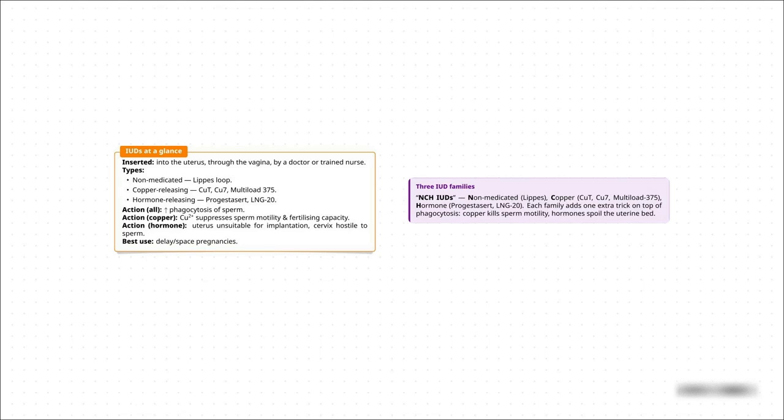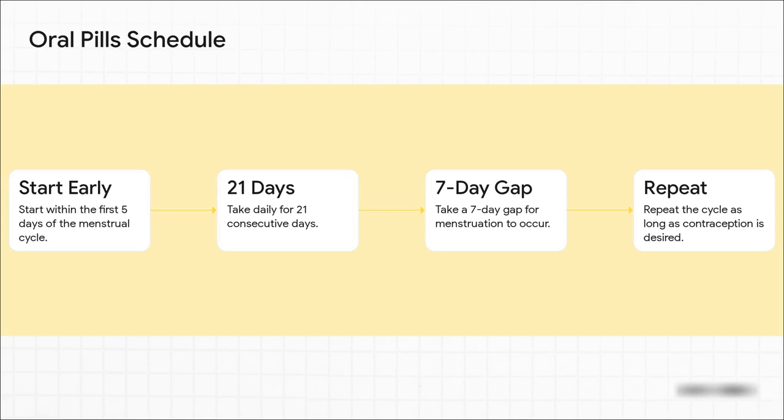Here, copper ions actively suppress sperm motility and their fertilizing capacity. And finally, H is for hormone-releasing IUDs, like Progestacert and LNG20. These add an extra trick by making the uterus entirely unsuitable for implantation and making the cervix super hostile to sperm.